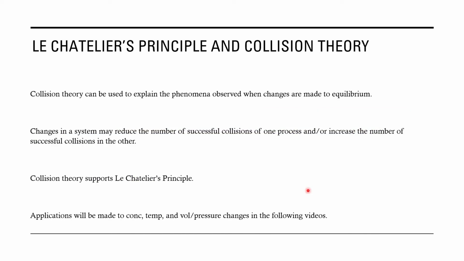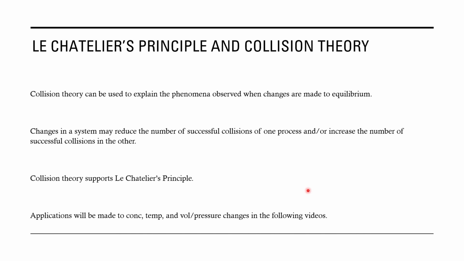We can actually use collision theory to explain all three of the examples, those scenarios that I outlined above, to explain how Le Chatelier's principle works. And just in general, when we make a change to the system, that may lead to either the forward or reverse process reducing the number of successful collisions that are happening. And then for the opposite process, it may also increase the number of successful collisions that are happening. It just depends on what kind of change is being made.